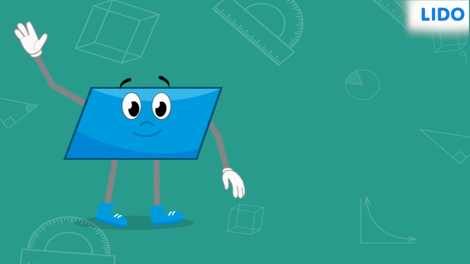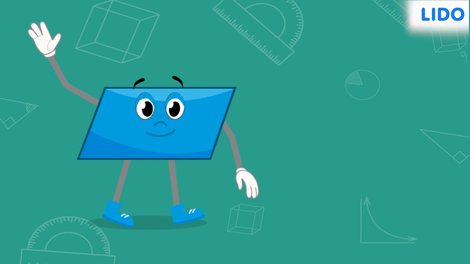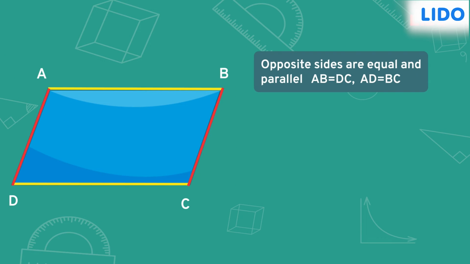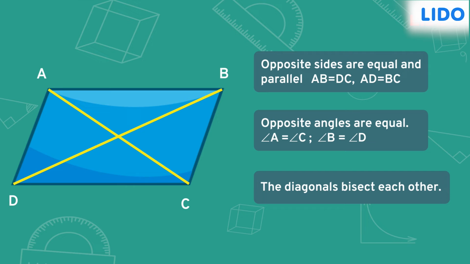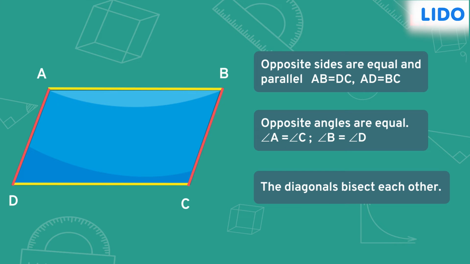Moving on, we have a parallelogram here. Like the name suggests, the opposite sides of a parallelogram are equal in length and parallel to each other. The opposite angles are also equal in measure. The diagonals of a parallelogram bisect each other. But how is it different from a rhombus then? Remember, a rhombus has all sides of equal length, while a parallelogram has opposite sides of equal length. Isn't it interesting how they are related to each other?